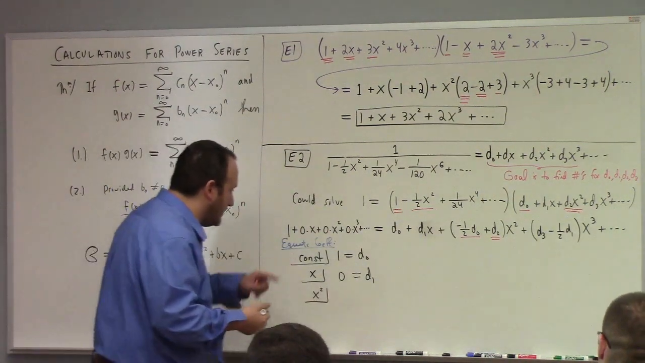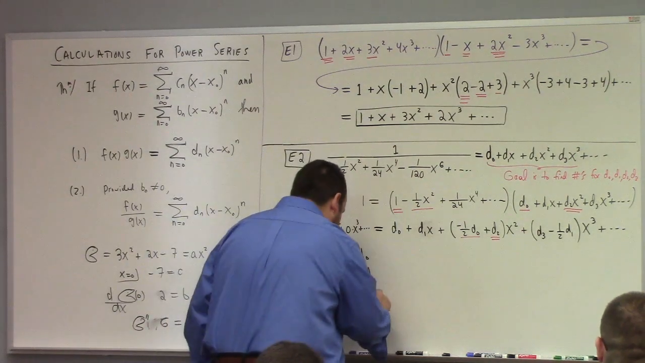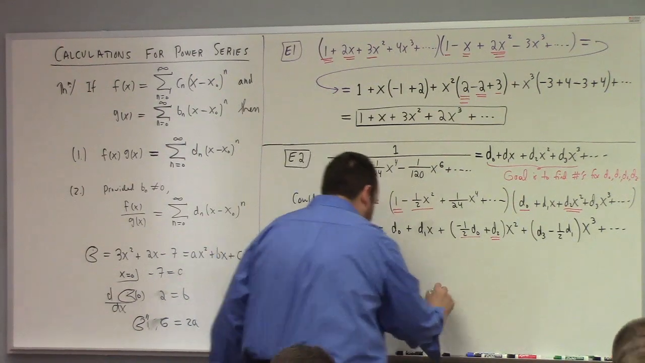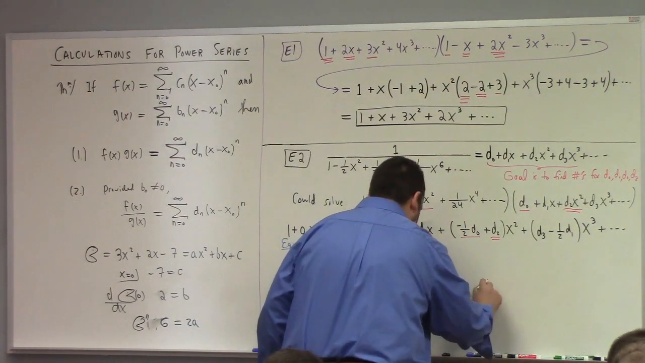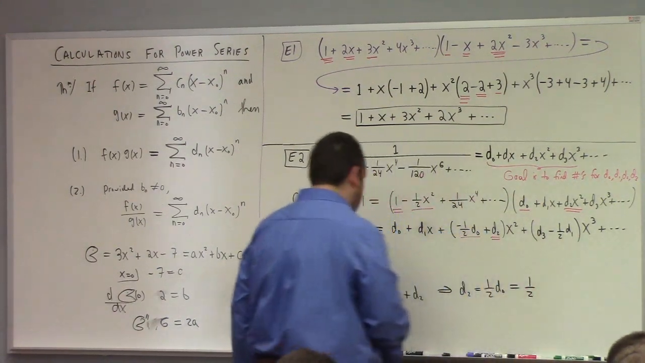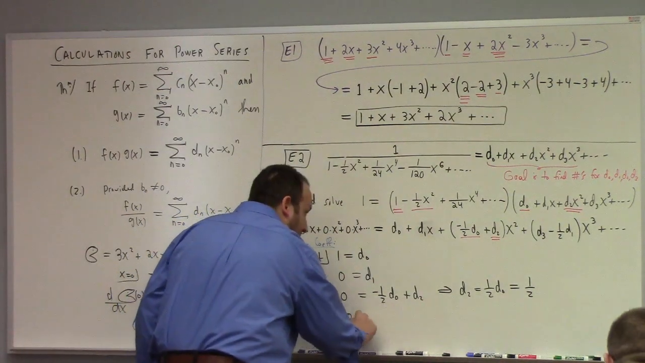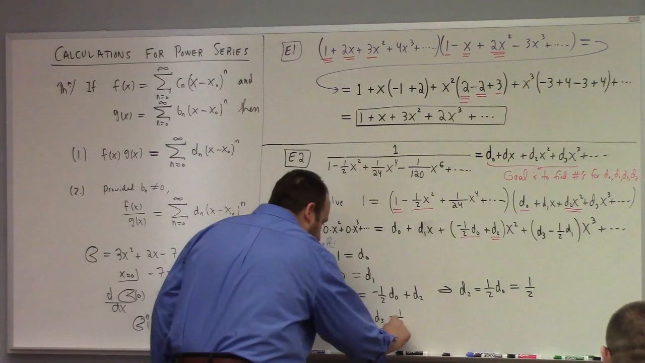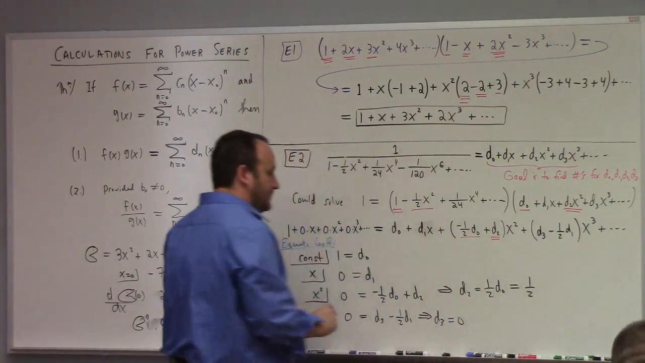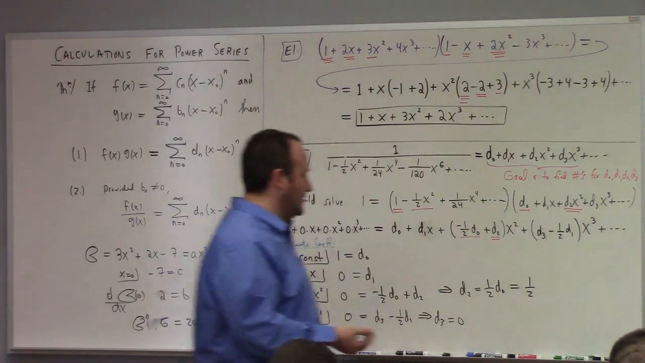Okay, anyway, x squared, we got what? We got 0 equal to minus 1/2 d0 plus d2, which tells me that d2 is 1/2 d0, which means that d2 is 1/2. And then x cubed, we get 0 is equal to d3 minus 1/2 d1, which implies that d3 is equal to 0. Right? So we did it. What's the reciprocal?